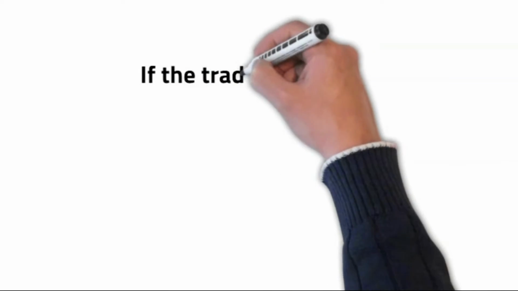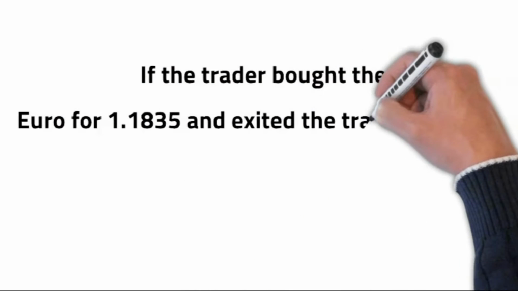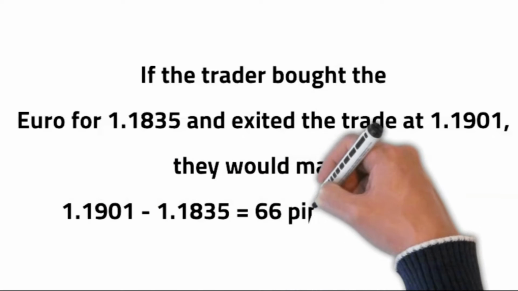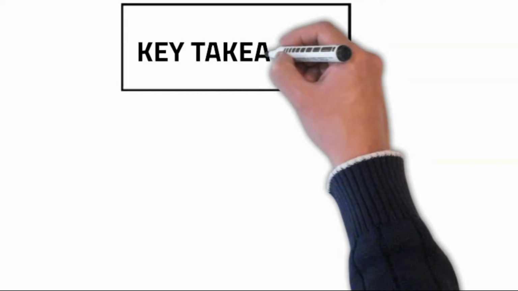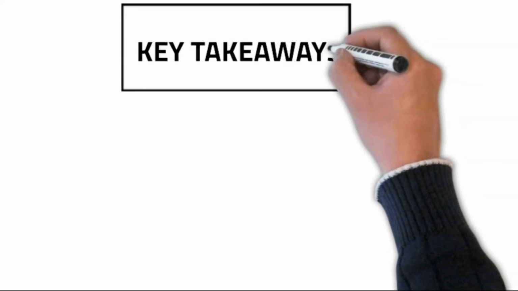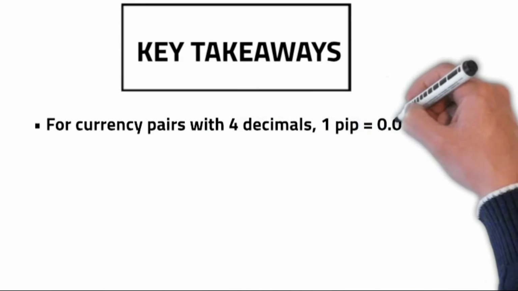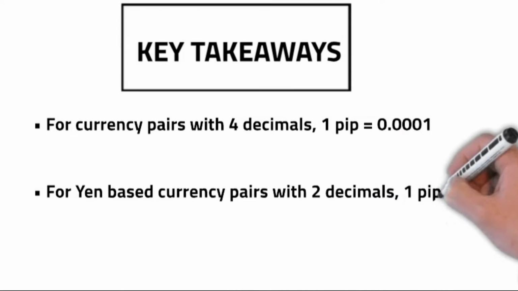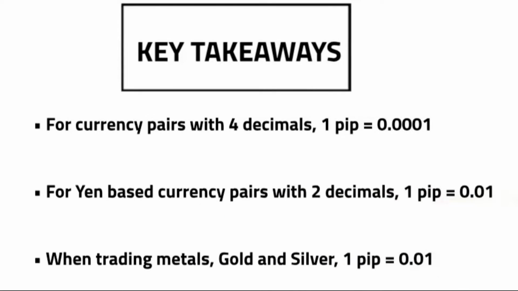If the trader bought the euro for 1.1835 and exited the trade at 1.1901, they would make 1.1901 minus 1.1835 equals 66 pips on the trade. Key takeaways. For currency pairs with 4 decimals, 1 pip equals 0.0001. For yen-based currency pairs with 2 decimals, 1 pip equals 0.01. When trading metals, gold and silver, 1 pip equals 0.01.